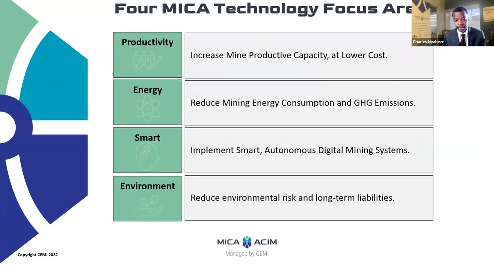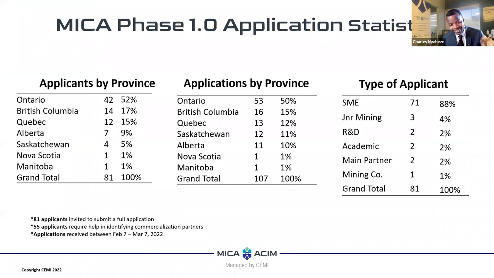Okay, now I'm going to show you some new information that I haven't shared with you yet. And here's what we received. We received a total of 107 projects in total. And in terms of the spread, the 107 projects came from 81 participants, of which you can see the percentages here. The highest percentage of applicants are obviously from Ontario at about 52%. And when you look at the actual applications by province, you'll see that the spread shows here that Ontario is about 50%, BC about 15%.